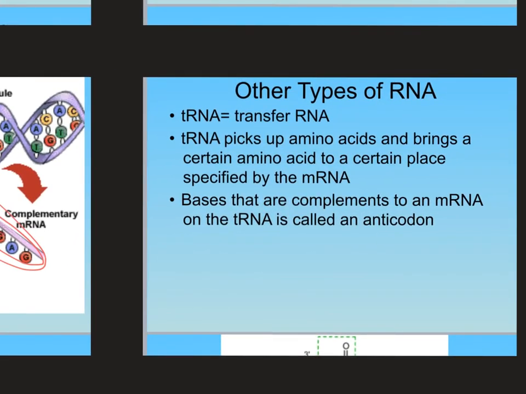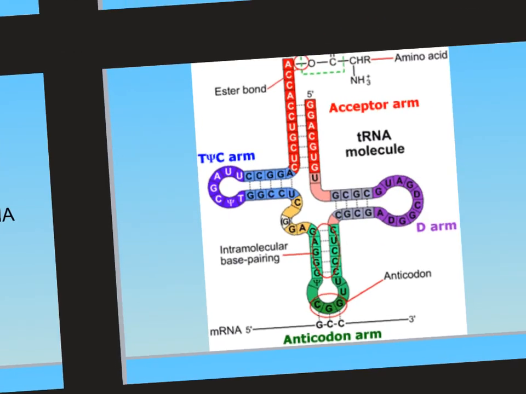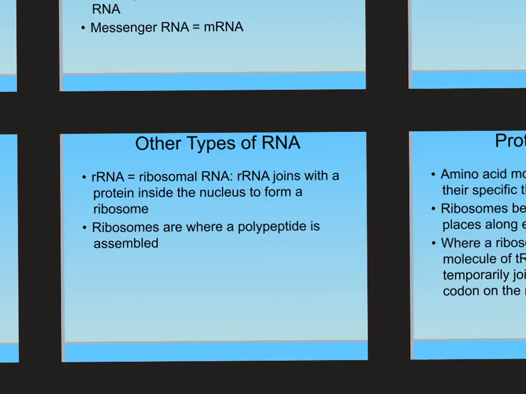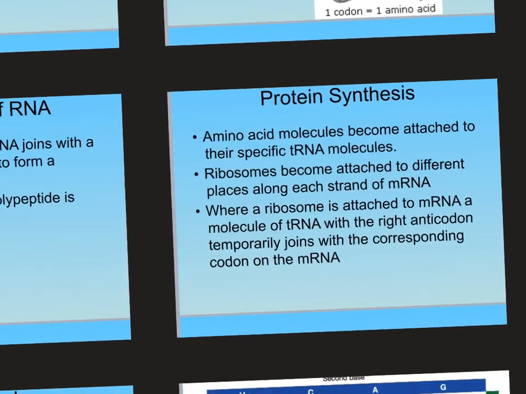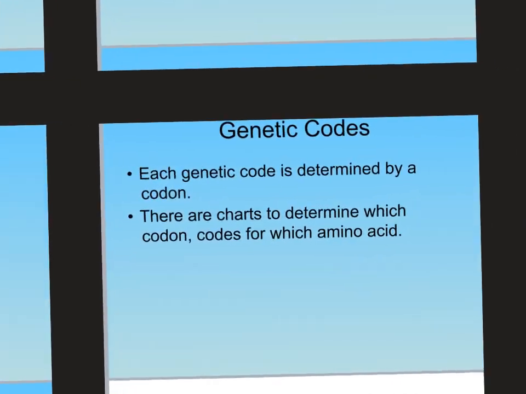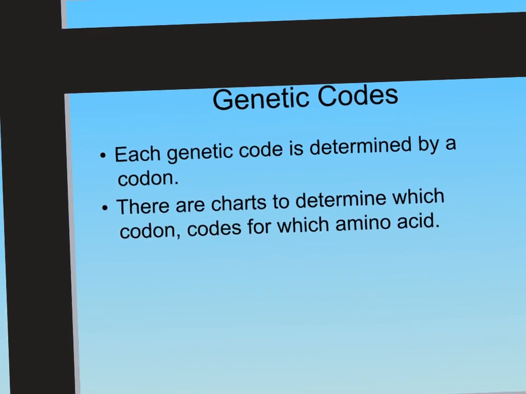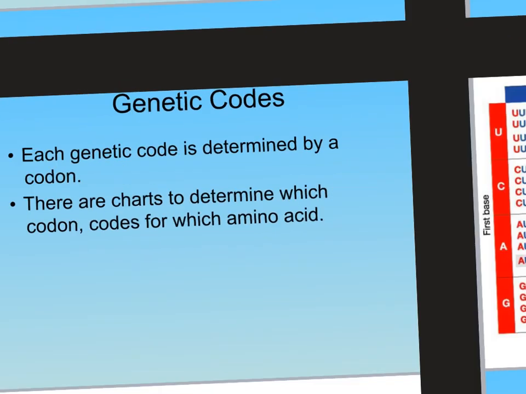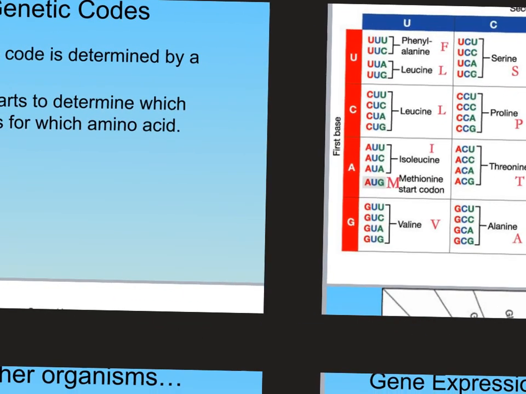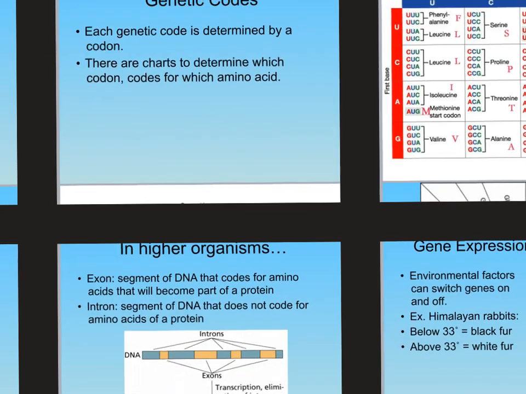tRNAs are just a fancy word for transfer RNAs. Those are like taxis in my head that pick up the RNA molecules. Again, this should hopefully be some review, and it's going to go to the RNA molecule. So as we continue going on, really, really important to remember each genetic code is determined by a codon. And I really hope you remember codon charts because we did a lot of those before we left.